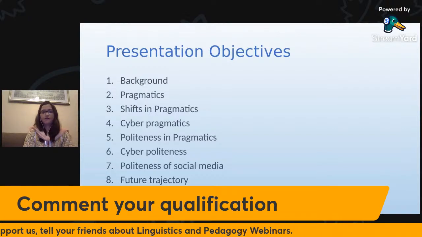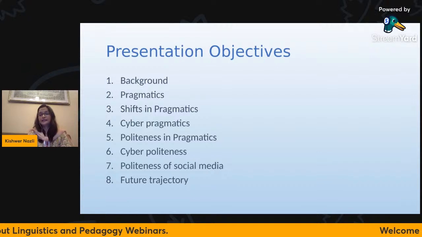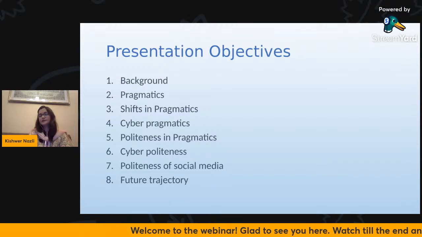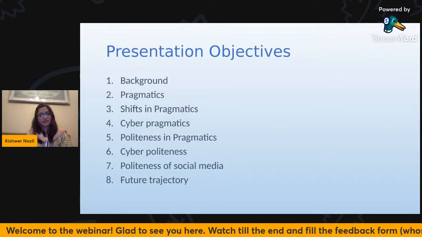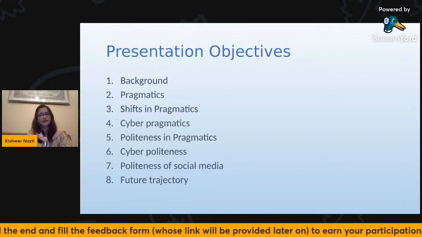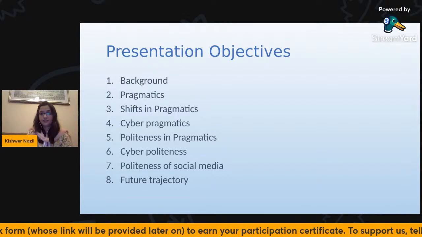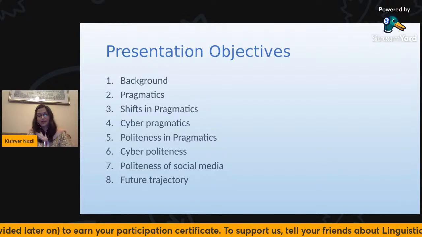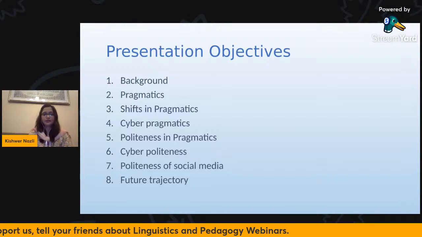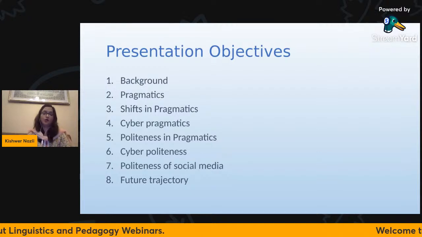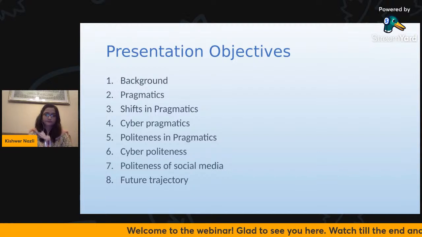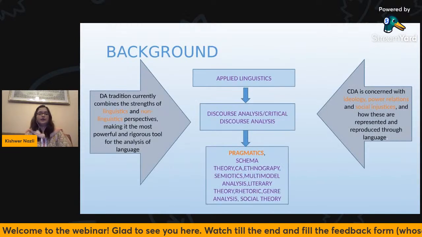These are the objectives of my presentation for today: background, what is pragmatics, shifts in pragmatics, and my focus would be on cyber pragmatics, because now the mode of communication has already been transformed dynamically. Nowadays, we most of the time communicate through internet mediated communication. Then we would focus on politeness in pragmatics. What is politeness in pragmatics? What is politeness in cyber, like in internet mediated communication? What is politeness on social media? Then I will discuss the future consequences and future research of politeness.